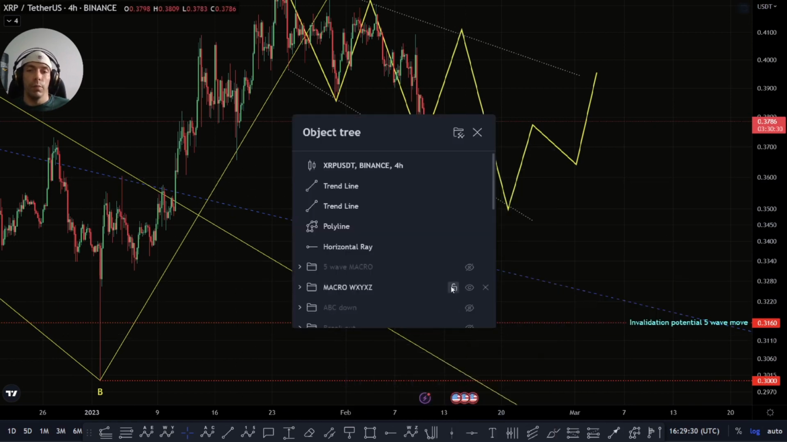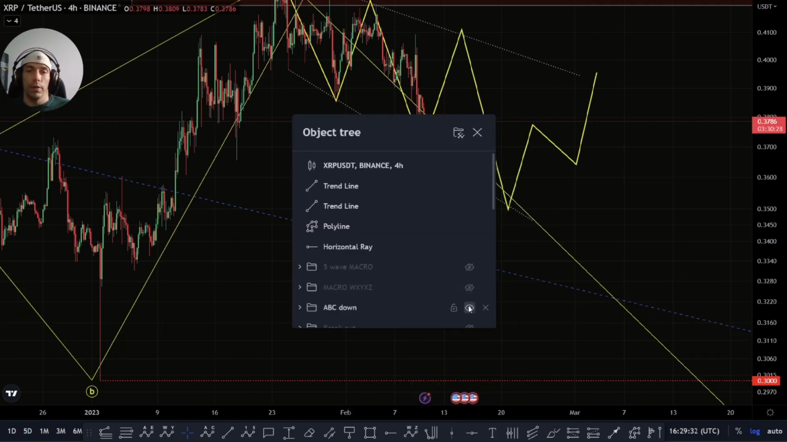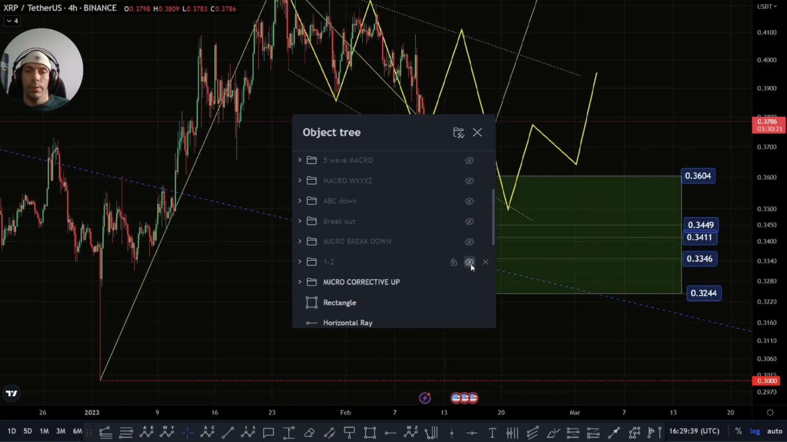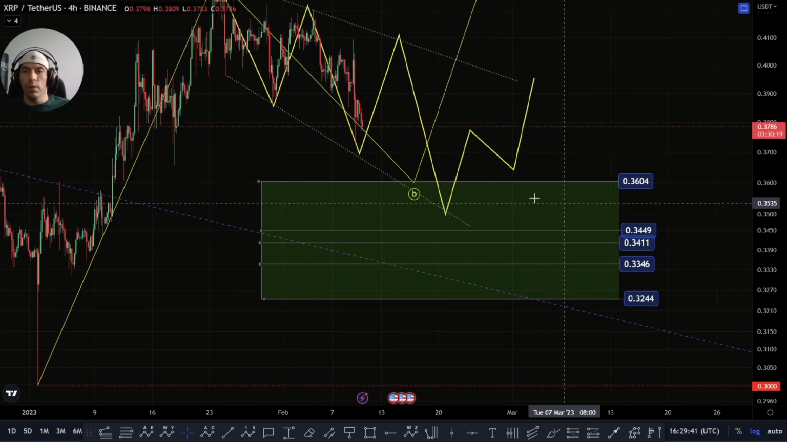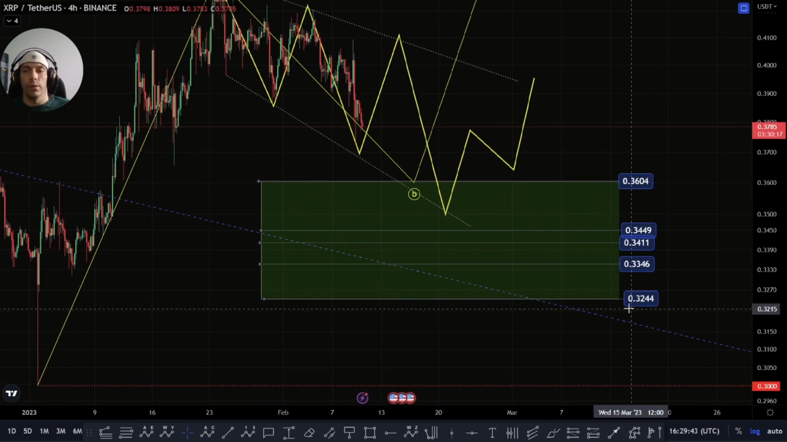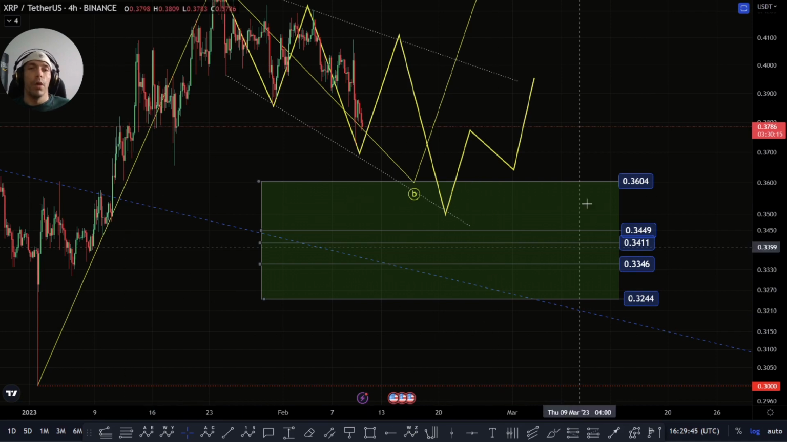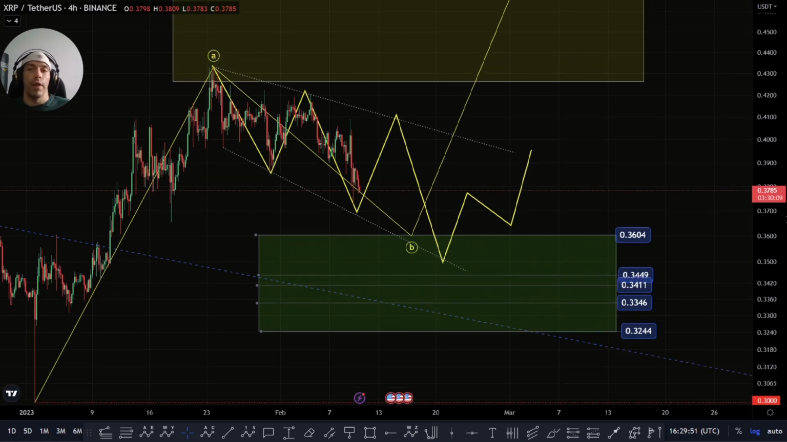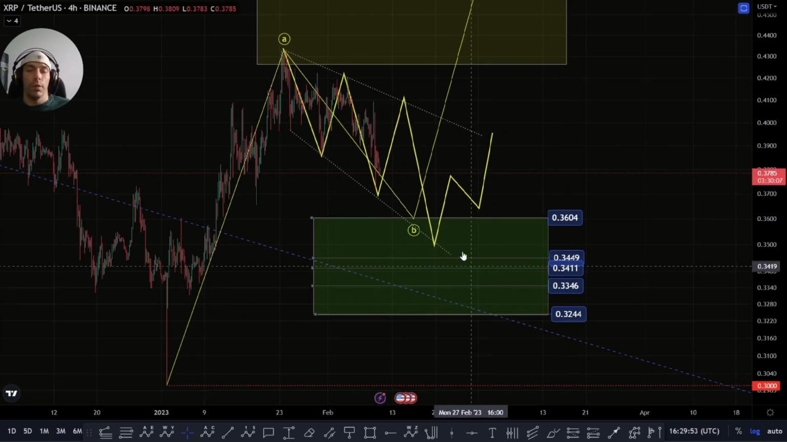Ultimately, losing that support range we talked about, let me get the right one. Losing the support range here of this 36.04 to this 32.44 would effectively invalidate that structure, and we wouldn't be able to look at that bullish case anymore. So that's just something we need to keep an eye on.